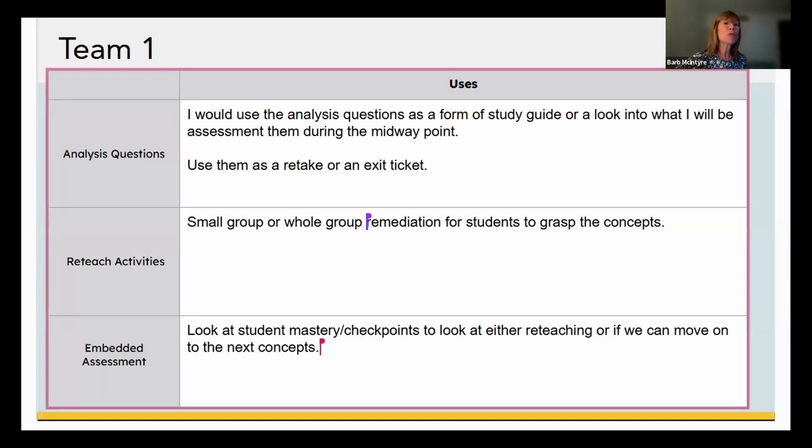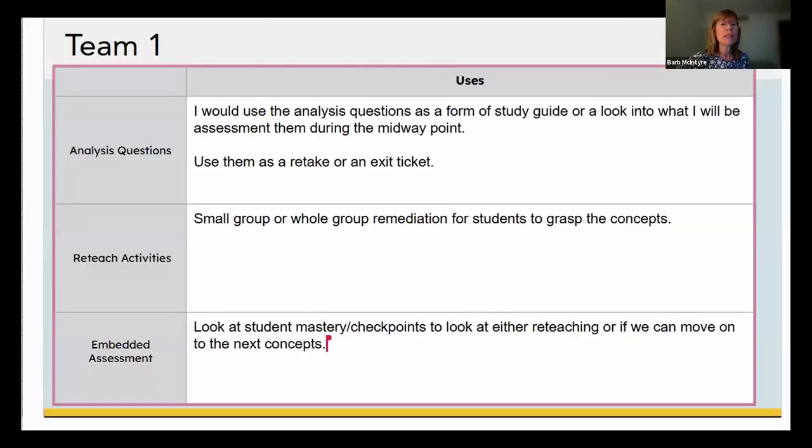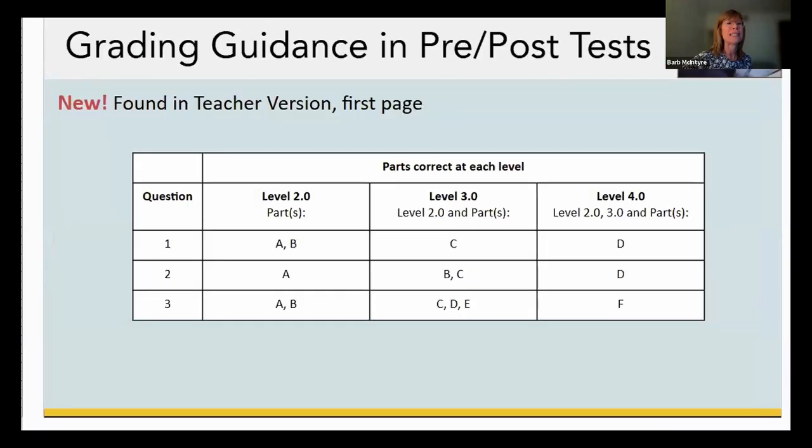So we've got some really great ideas here. Fantastic. Yep. Some using them in different groups, partners, using the analysis questions as study guides or as reteaches. Those are all great ideas.